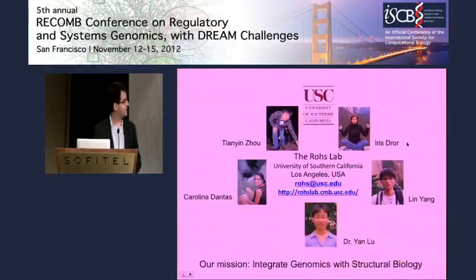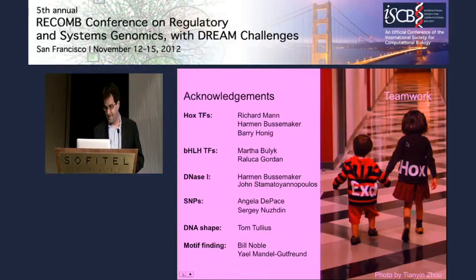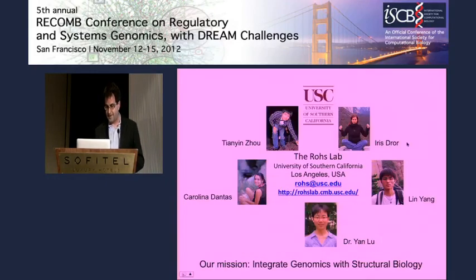And since this work requires teamwork, you have here again the Hox protein and its cofactor reading the DNA. This work is a collaboration with various labs that are listed here. And most of all, I want to thank my own students, and some are here in the audience. Tian Ying is here. He has developed a high-throughput DNA shape prediction server, and Iris worked on the Hox analysis. Thank you very much.